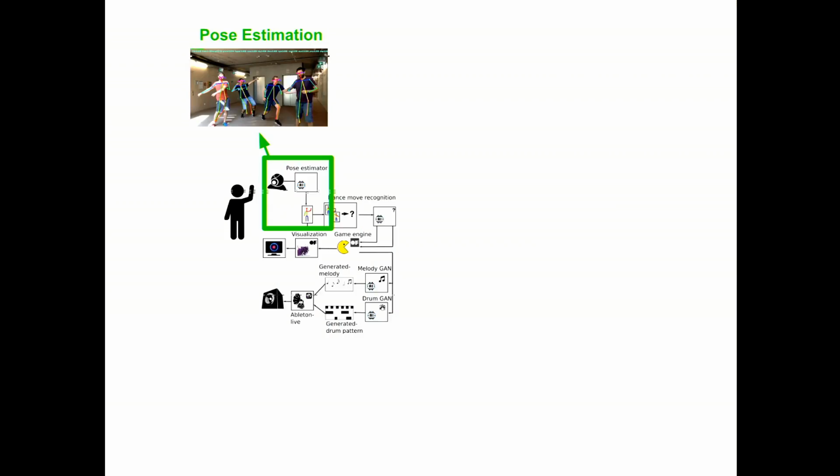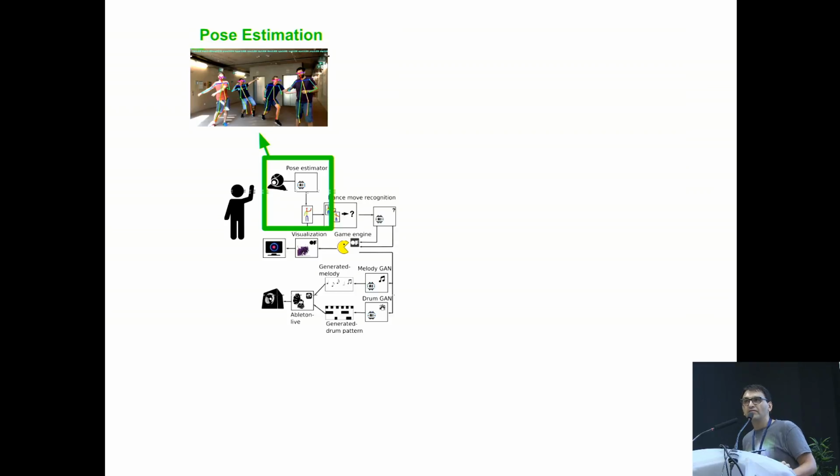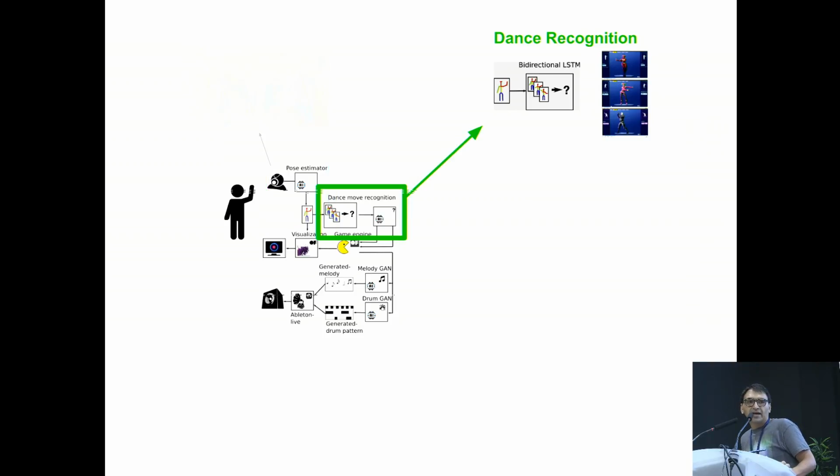All right, so let's see how it works. We use a deep neural network for pose estimation. We receive the images from the webcam, and we estimate the posture of your body. And these postures then are sent to our dance recognition system, which is a recurrent neural network that detects your dance moves. We trained our dance recognition system on the dance moves we collected from a video game called Fortnite.